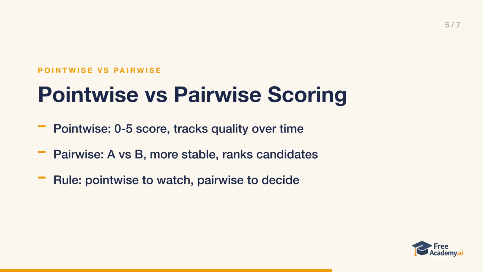The trade-off is more comparisons to run, and you have to control for position bias. The practical rule is this: use pointwise to track your absolute quality bar across many versions, and switch to pairwise when you need a confident verdict between 2 specific candidates.